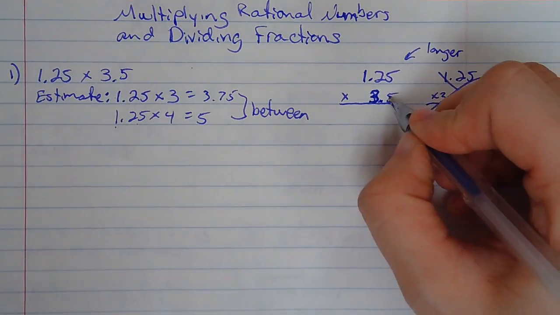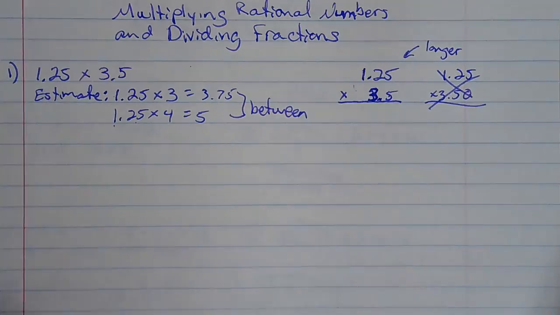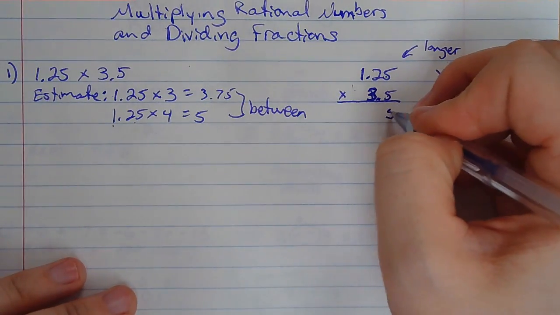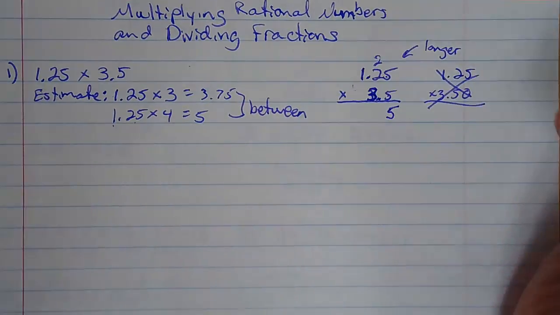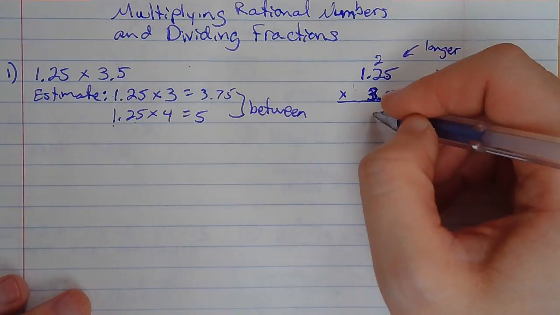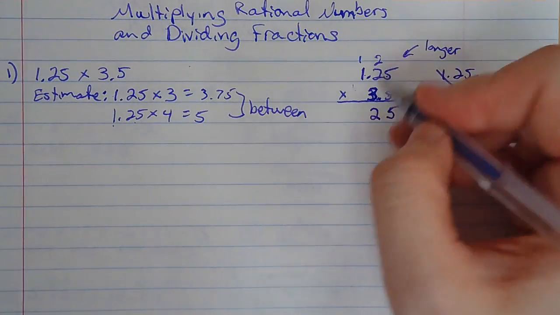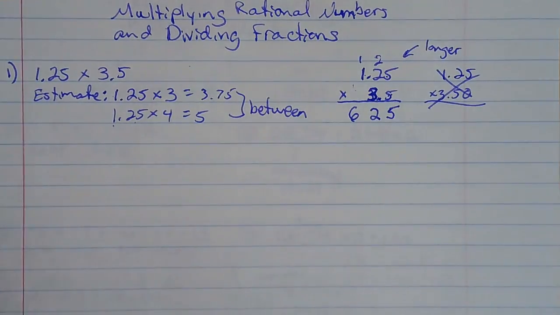And then you're just going to take 5 times $1.25, and then you're going to take 3 times $1.25. So 5 times 5 is 25. Go ahead and put down the 5, carry the 2. 5 times 2 is 10, and then plus 2 more is 12. Put down the 2, carry the 1, and then 5 times 1 is 5, plus 1 is 6. And right now I'm not worrying about the decimal point at all.